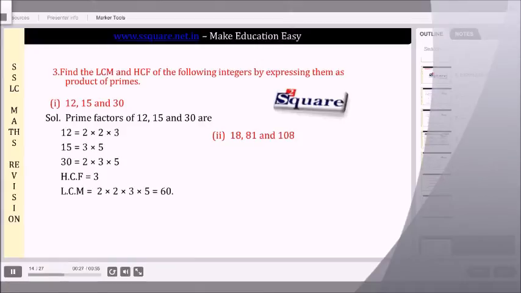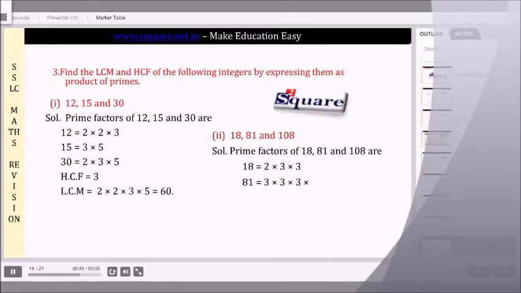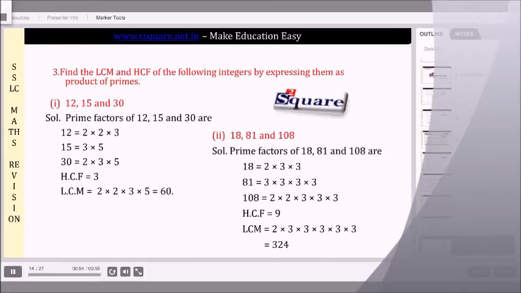Next one, 18, 81 and 108. Prime factors of 18, 81 and 108. 18 is equal to 2 into 3 into 3. 81 is equal to 3 into 3 into 3 into 3, so total 3 to the power of 4. 108 is equal to 2 square into 3 cube. HCF is equal to 9 and LCM is equal to 2 into 3 to the power of 4, that is 2 into 3 power 4.